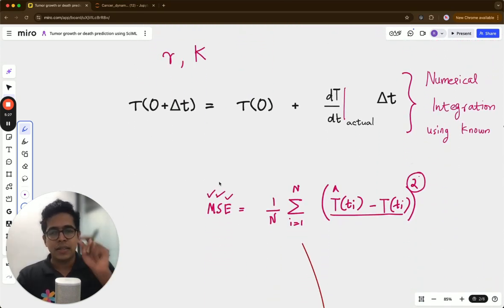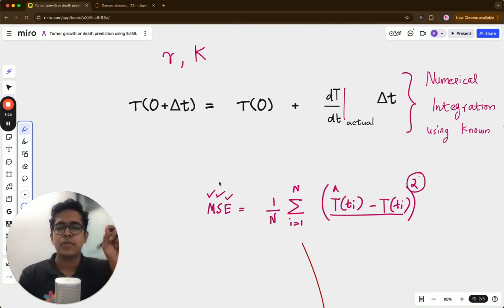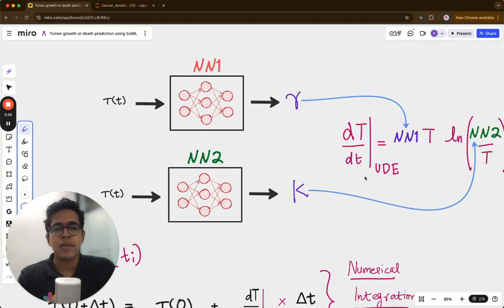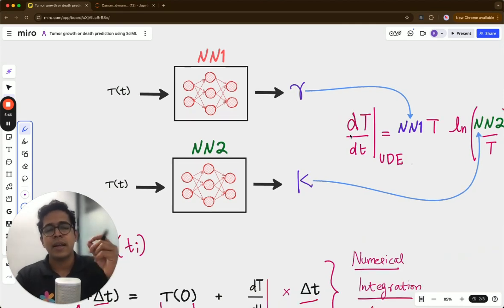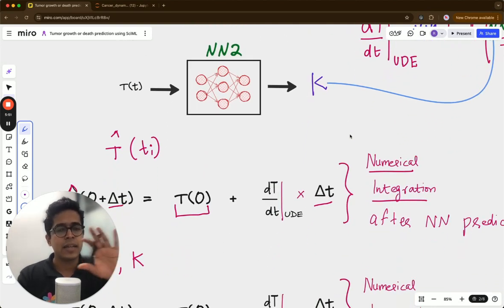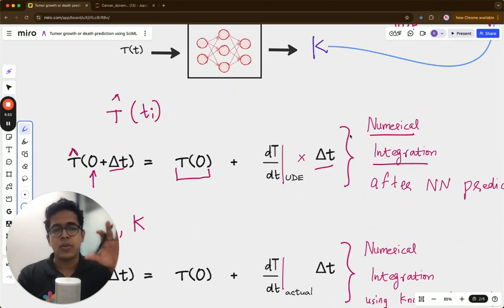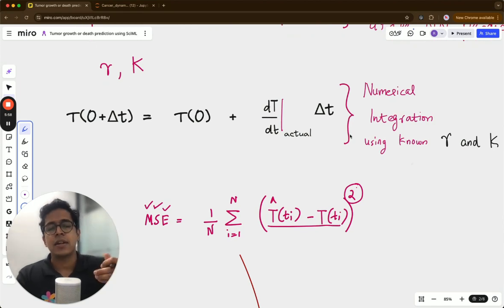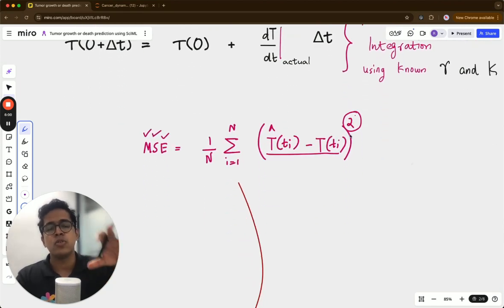So now the singular goal of the training process of this UDE is to minimize this mean squared error. And what would that mean? If mean squared error is minimized, the predictions of R and K by the neural network will enable you to predict good values of rate of change of tumor growth, which means you can perform numerical integration accurately to get a much better estimate of the predicted tumor size at different time points. So now this is the logical construction of UDE for solving this tumor growth problem.